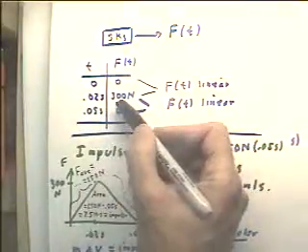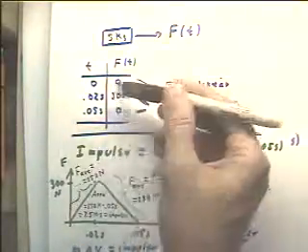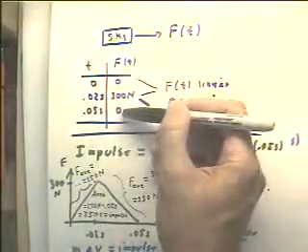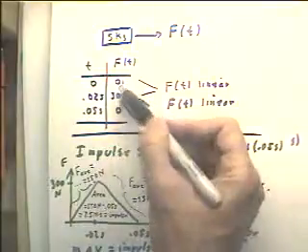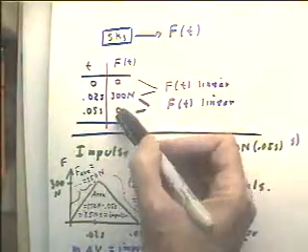So we have this force that is applied over a 0.05 second interval. Just before the halfway point, the force is 300 newtons. The force starts at 0, and ends at 0.05 seconds at 0 again. And the force is linear between these two times and linear between these two times.